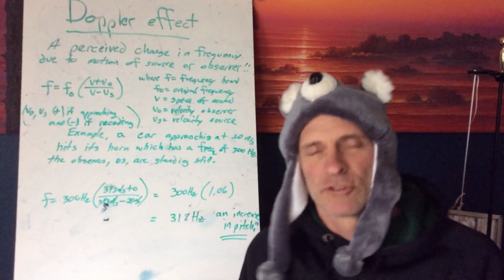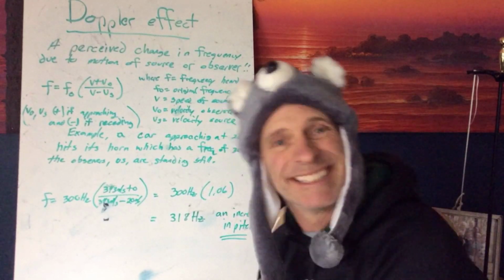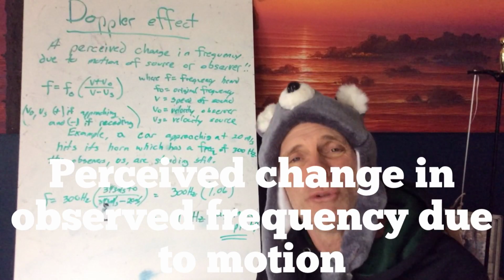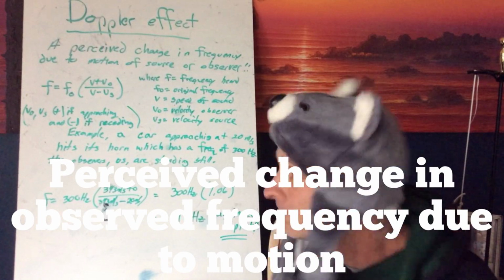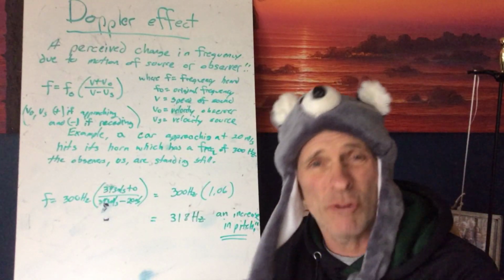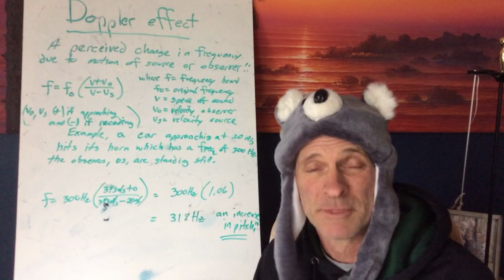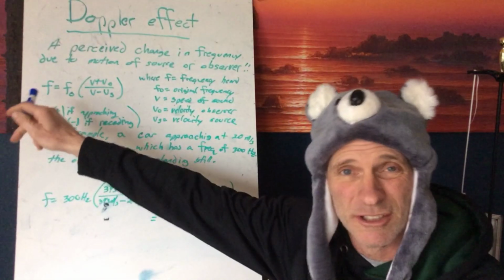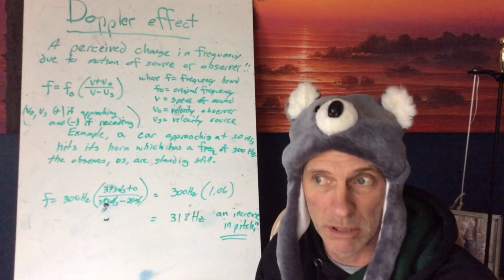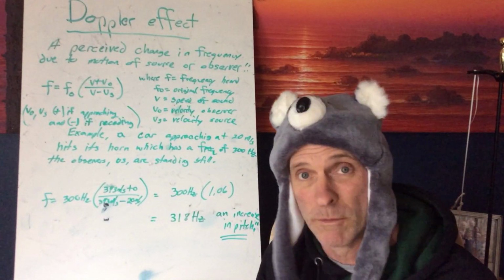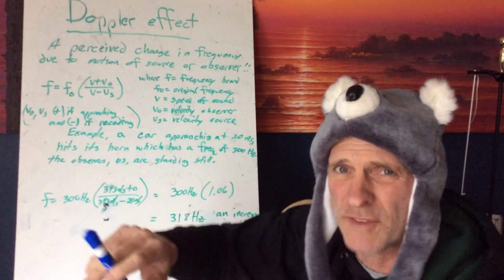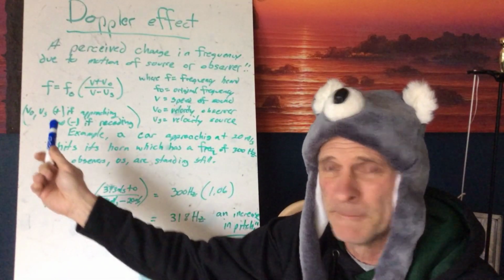Okay guys, so let's revisit Doppler effect. A perceived change in frequency due to the motion of the source or the observer. I know this looks a little different than in your book. In your book, this equation looks like F equals F sub 0, 1 plus a ratio of V sub O over V sub S. I tried to work it a little bit differently, so just follow me here. I think this might make a little more sense.